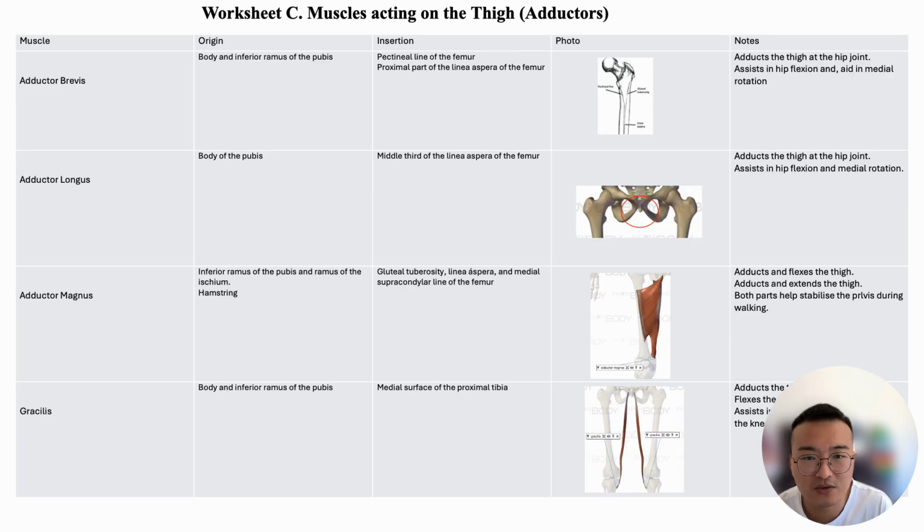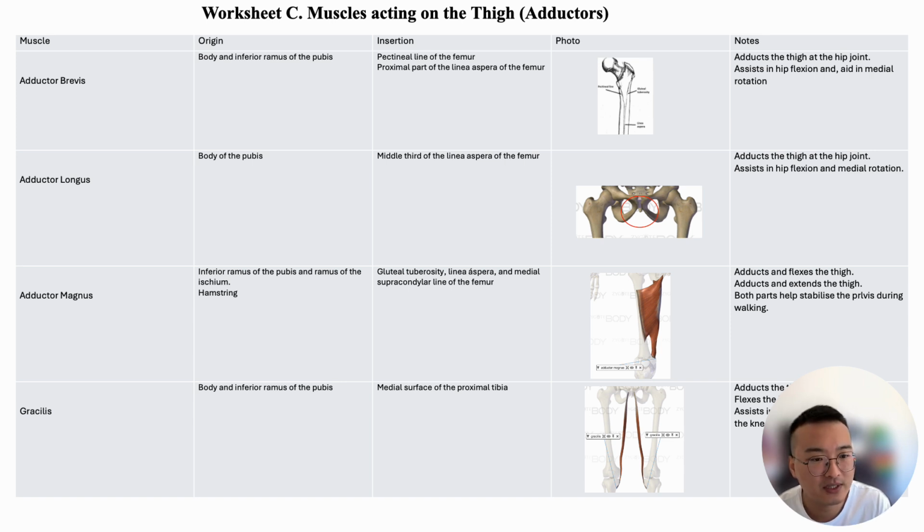Worksheet C, muscles acting on the thigh, adductors. The first muscle is adductor brevis. The origin of it is body and inferior ramus of the pubis. Insertion of it are pectineal line of the femur and proximal part of the linea aspera of the femur. This muscle adducts the thigh at the hip joint and assists in hip flexion and aids in medial rotation.